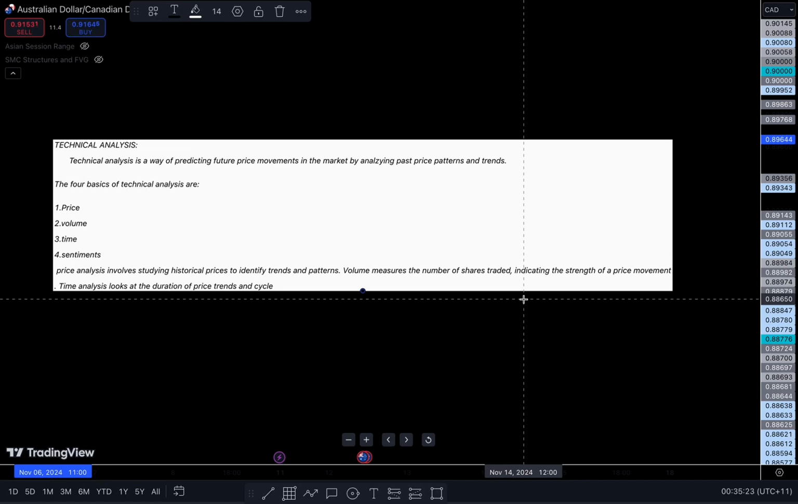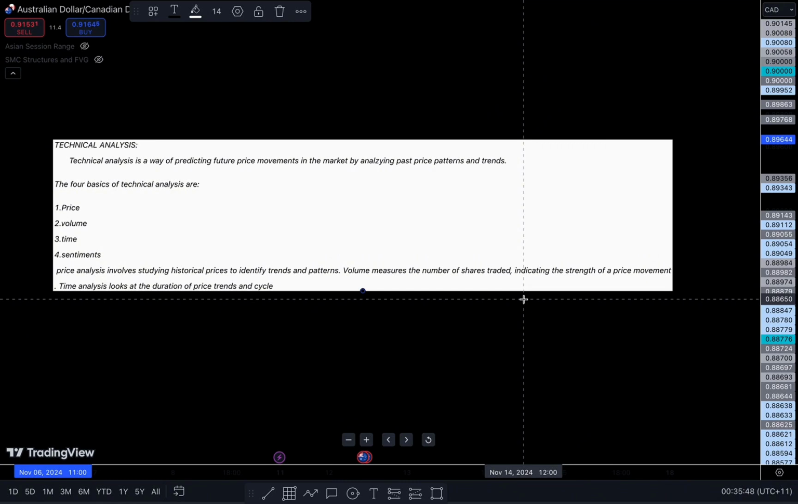So we have time. That's the third one. In forex, as a retail trader, we all know that there are different time frames. We have the weekly, the monthly, the daily, the 4H time frame, the 1 hour time frame, 30 minutes, 15 minutes, down to the 1 minute time frame. So time plays a very crucial role as a technical analyst.